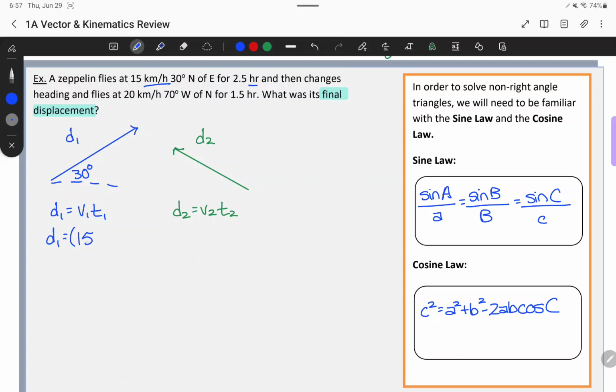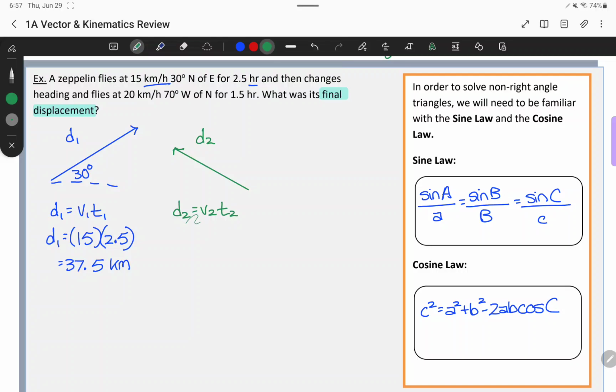15 times our time, which is 2.5. So that's going to give us 37.5. And this is where I am keeping those extra decimal places. I'm not rounding my sig figs yet. And I'm also keeping my unit so I remember that that's in kilometers, because that could make a difference somewhere.